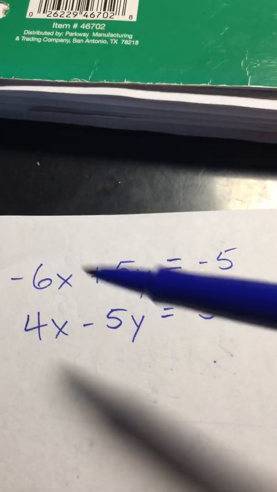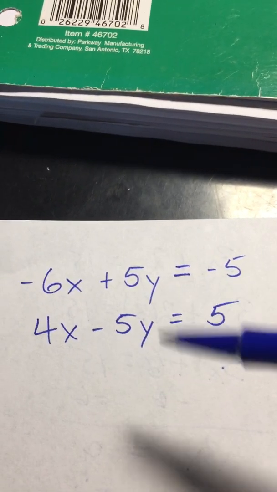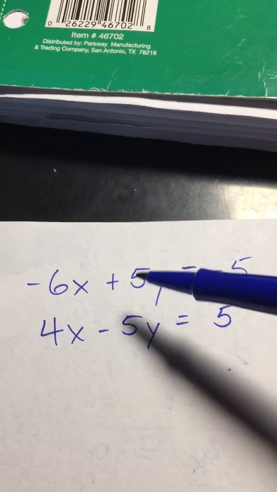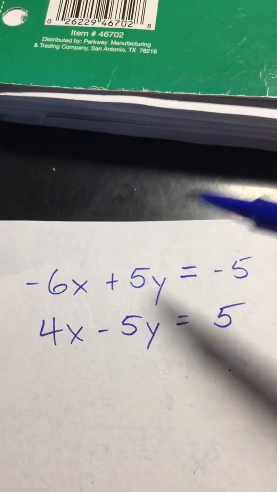So I can just look at this and say, okay, is anything going to disappear or eliminate or cancel out when I add these up? Yes, the y's are going to go away. I got a positive 5 and a negative 5. So the 5 y's are going to cancel out.